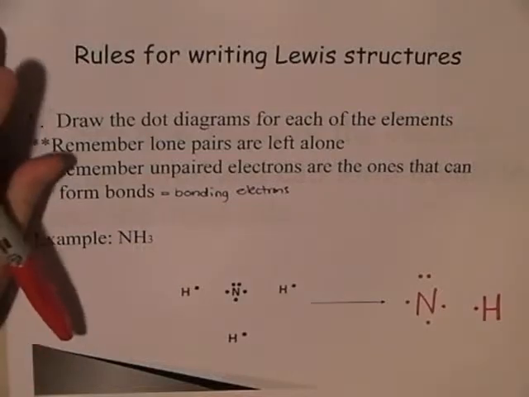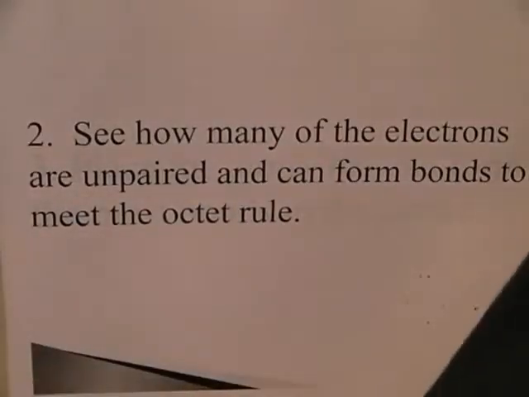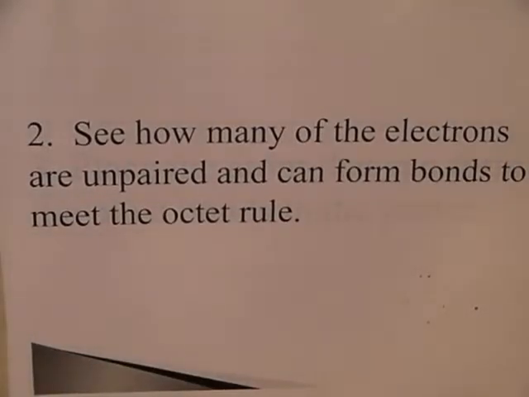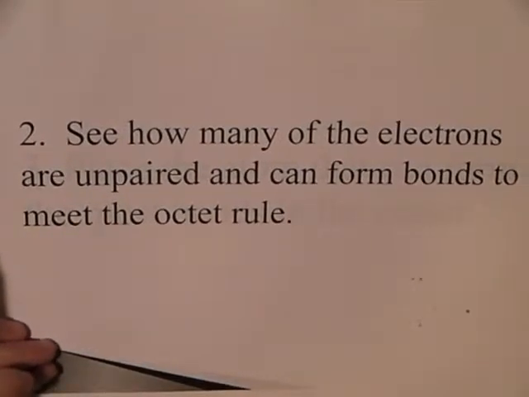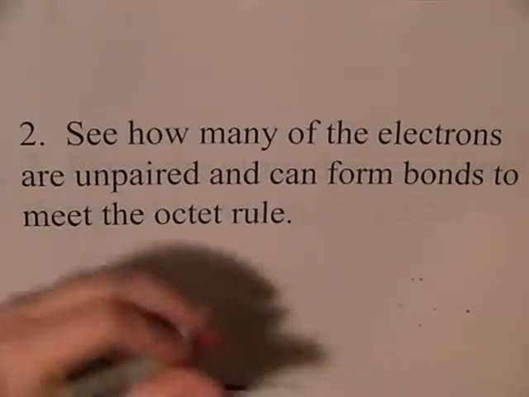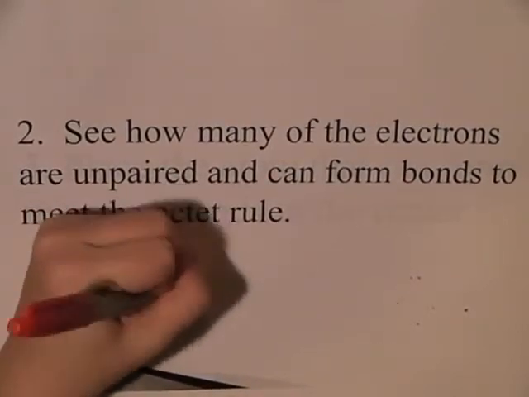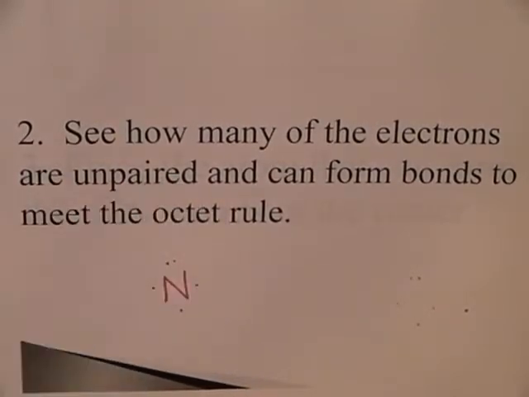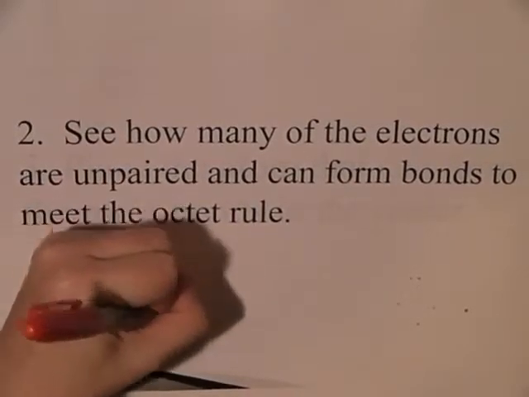All right, so next step, and again, pause at any time if you guys are still writing. Next step, see how many of the electrons are unpaired and can form bonds to meet the octet rule. So if we redraw that, we've got nitrogen, right, with its 1, 2, 3, 4, 5 valence electrons. I'll make those a little bit darker.